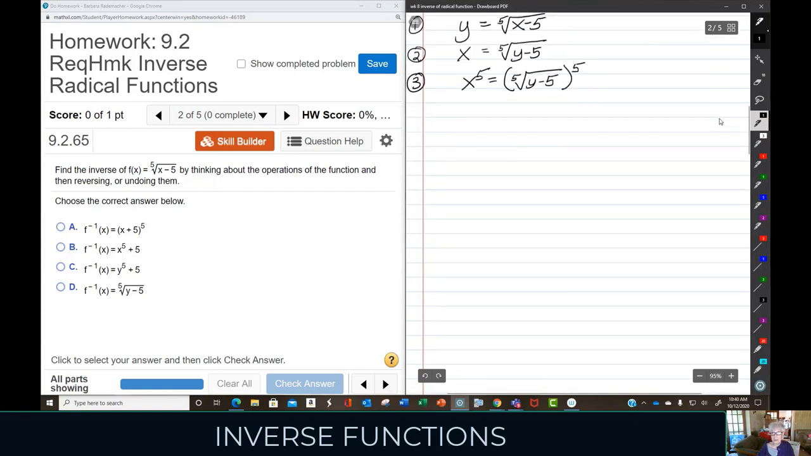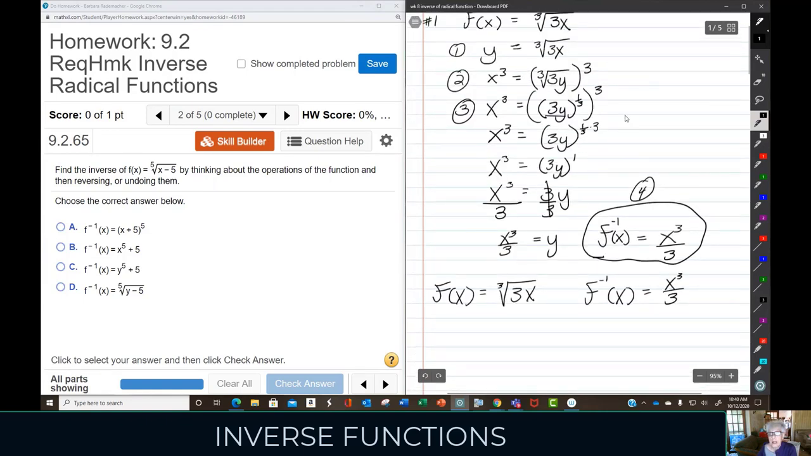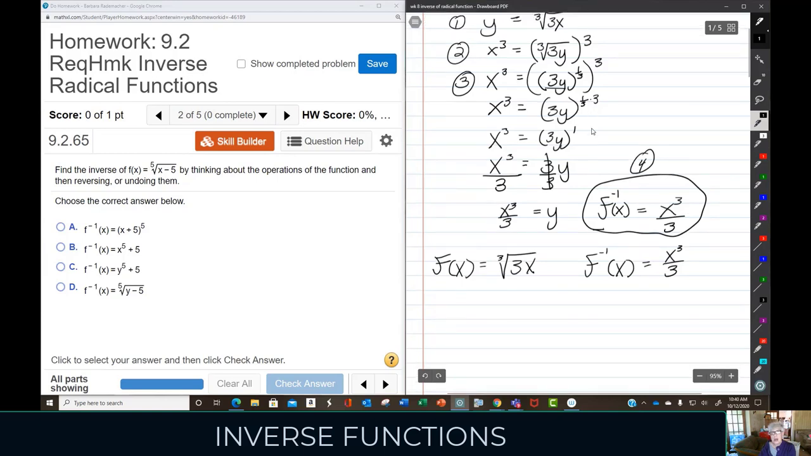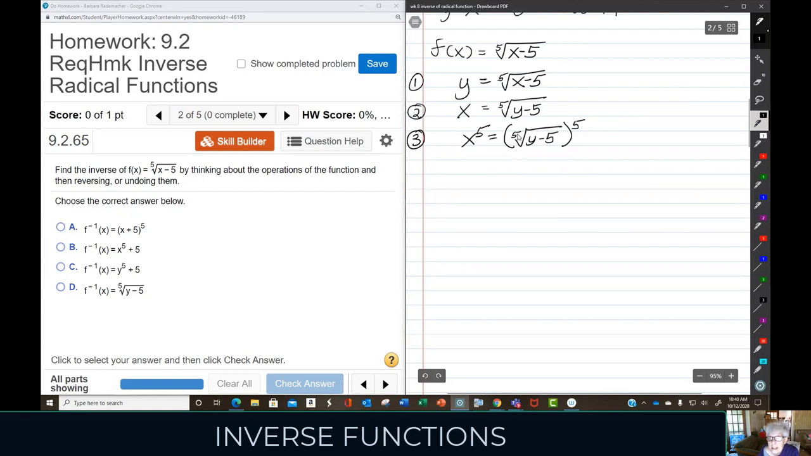Okay, so we now will proceed to do this. A shortcut is to say, well, if I raise to the fifth power a fifth root, they're going to cancel each other out, because up here, that's precisely what happened. 3 times 1/3 is 1. They cancel each other out. You can think of it that way. So when I take a fifth root and raise it to the fifth power, what I get is what's underneath. Like that. Then all I have to do is solve for y, because y isn't stuck under a radical anymore. So I'm going to add 5 to both sides of the equation.